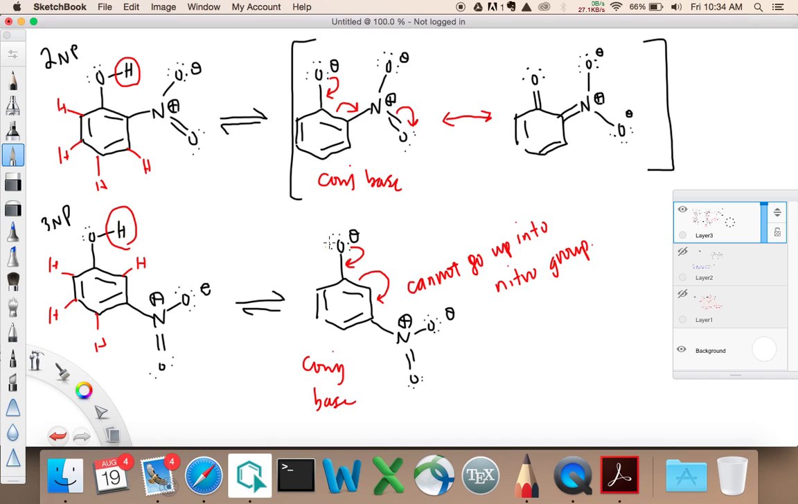Let's go the other way. Say they come here, which I guess those 2 arrows are the same, right? But there's no electrons here. They can't move, right? I can't move these over here, because if I were to do that, then I would have missing electrons right here. There'd be a plus here. And it's simply not going to happen. So they can't go here either. Cannot go up into nitro group. Okay? All right, so that's the answer.